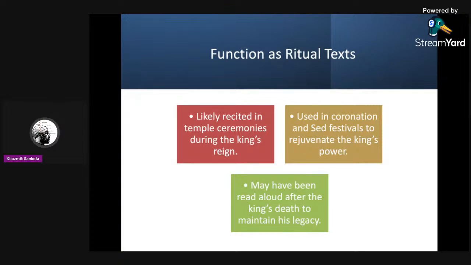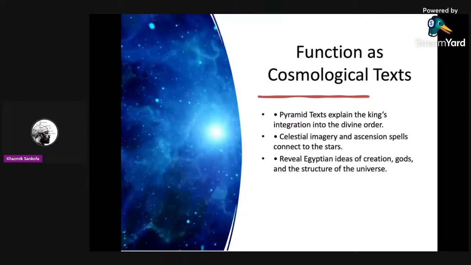It has ritual texts. They were recited at temple ceremonies, used in coronation and Sed festivals, and may have been read aloud at the death, right? It has cosmological text. Pyramid text explains the integration into the divine order. The celestial imagery and ascension spells connect to the stars.